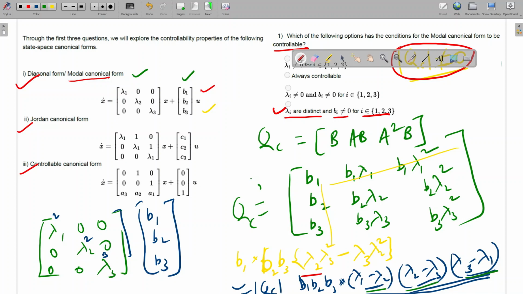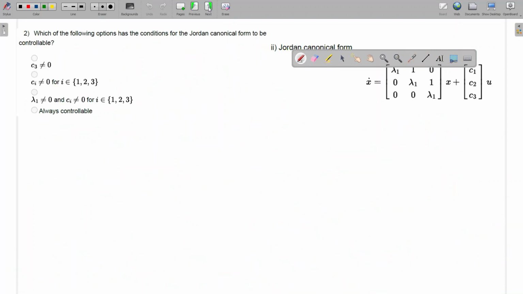So is it clear up to now? Hello? Is the answer clear? Should I move to the next question? Can anyone reply? Yes, sir. Okay, a similar kind of second question is there, so I'm moving to the next question.